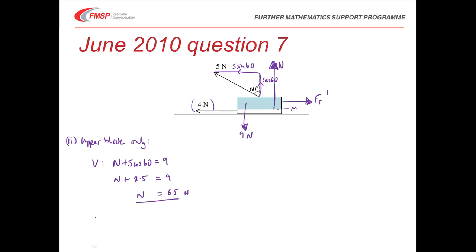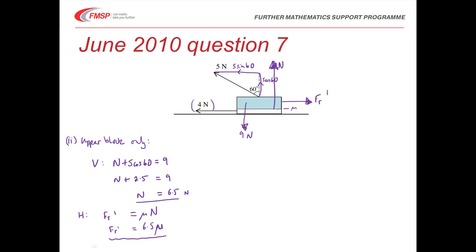Okay, now let's consider the friction by looking horizontally. Well, I've got to the right this new frictional force, and what can we say about this frictional force? Well, it's equal to mu times that normal contact force N. Well, mu I'm trying to find, but N is 6.5. That's mu there, excuse me. There we go.